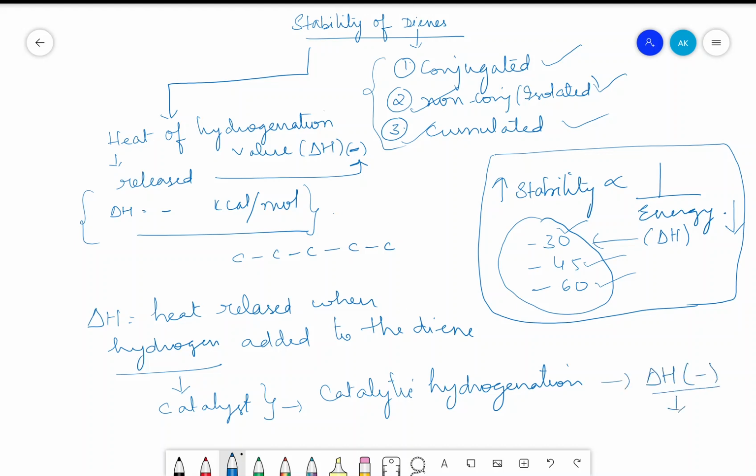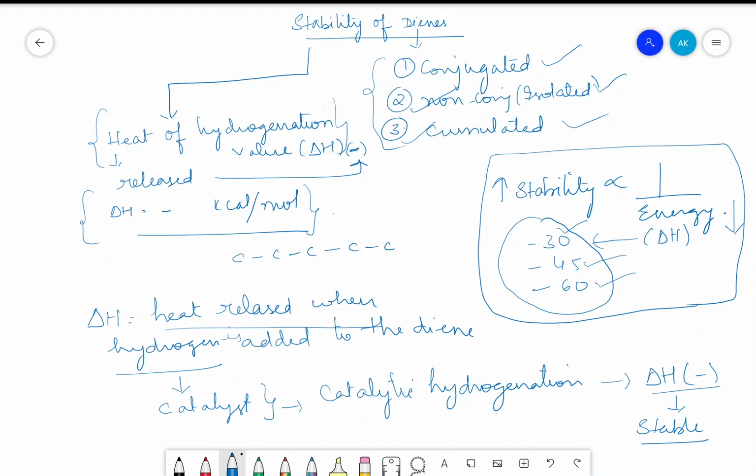This will help us in deciding which is more stable out of these three dienes. This is the only concept you have to remember for stability of dienes. It is very simple. We have three types of dienes. Out of these three types, we decide which one is more stable based on heat of hydrogenation. What is heat of hydrogenation? Heat released when hydrogen is added to the diene.